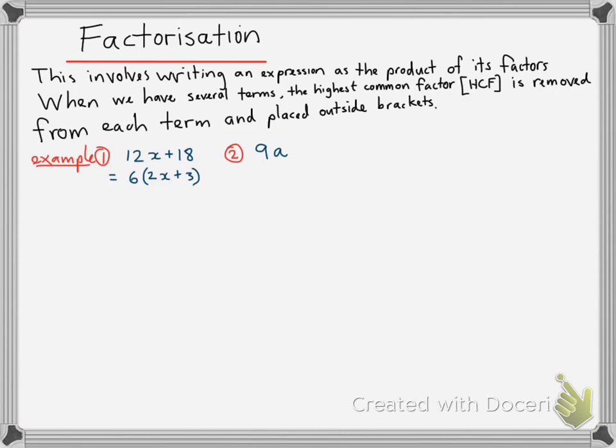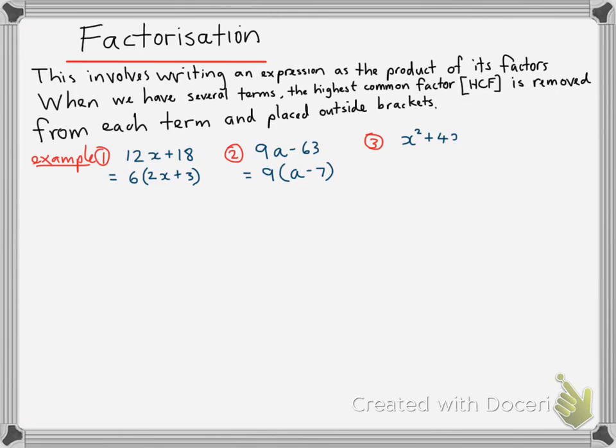Let's have a look at another example. Let's take 9a minus 63. Now 9 in fact goes into 63, so our common factor for 9 and 63 is 9. We then work out what goes in the brackets. 9 times a will give us 9a. 9 times minus 7 will give us our minus 63. And so we've factorised that one.